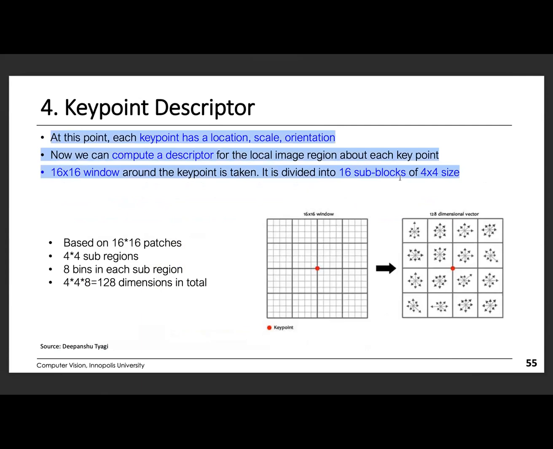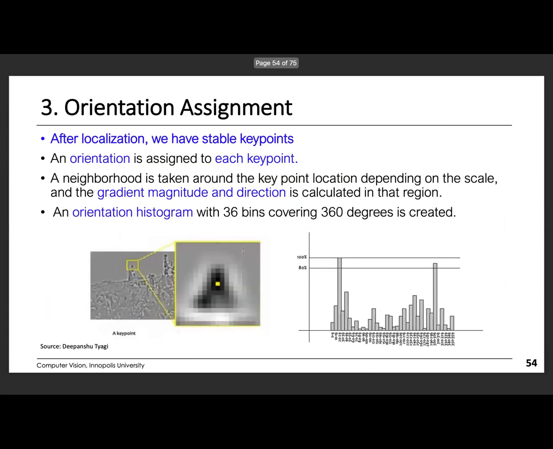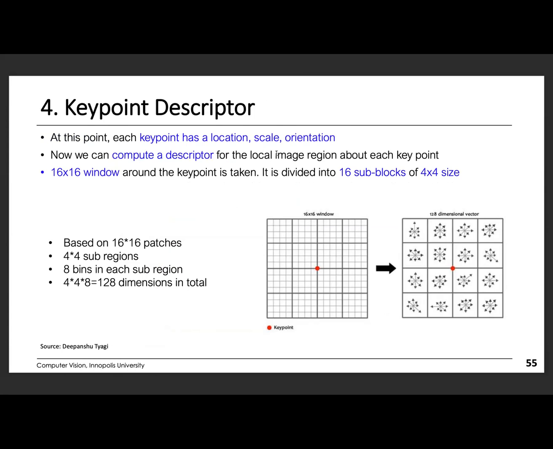So the key point descriptor will just merge all of these. At this point, each key point has a location, scale, and orientation. Now what we can compute is a descriptor, or the big description for each local image region about each key point. So for this region that we zoomed into, we can compute its local image region key point feature descriptor.